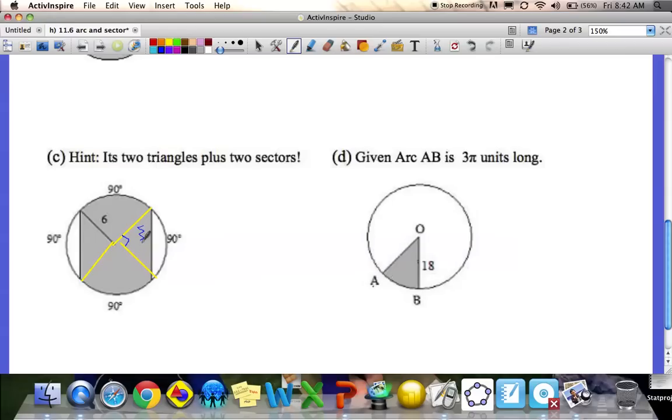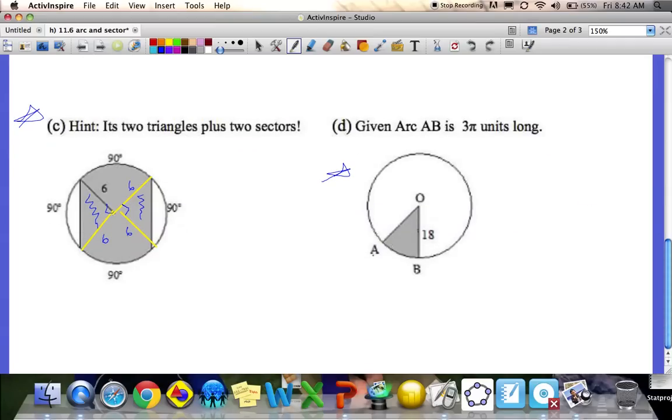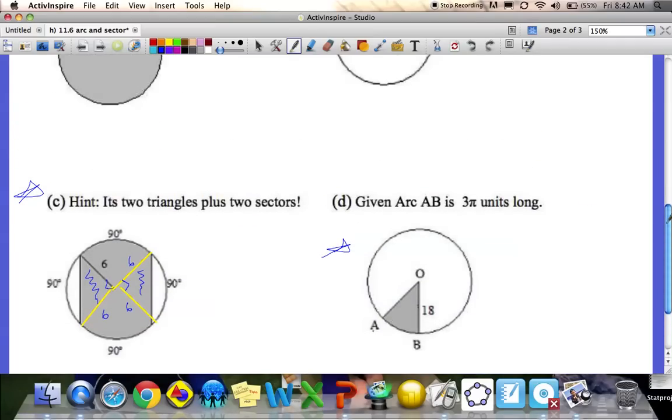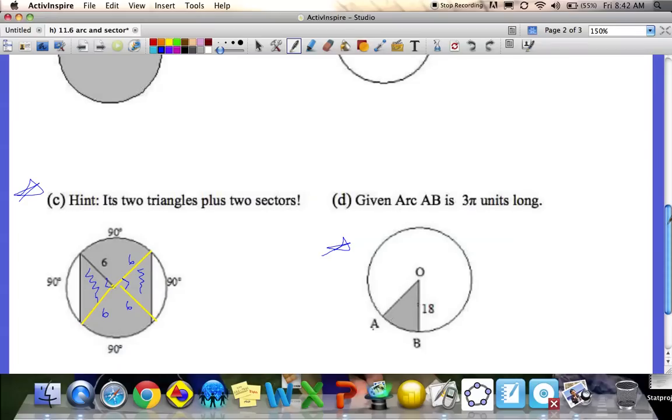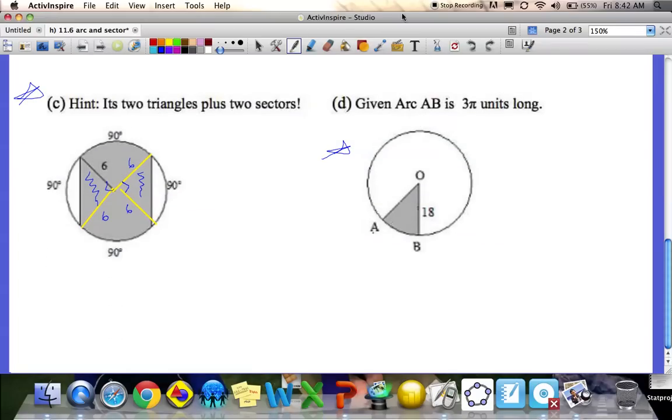So we can find this area, we can find this area, and we can find the area of these sectors and add them all together. So you do this and try this one as well, and we'll talk about all this next class.